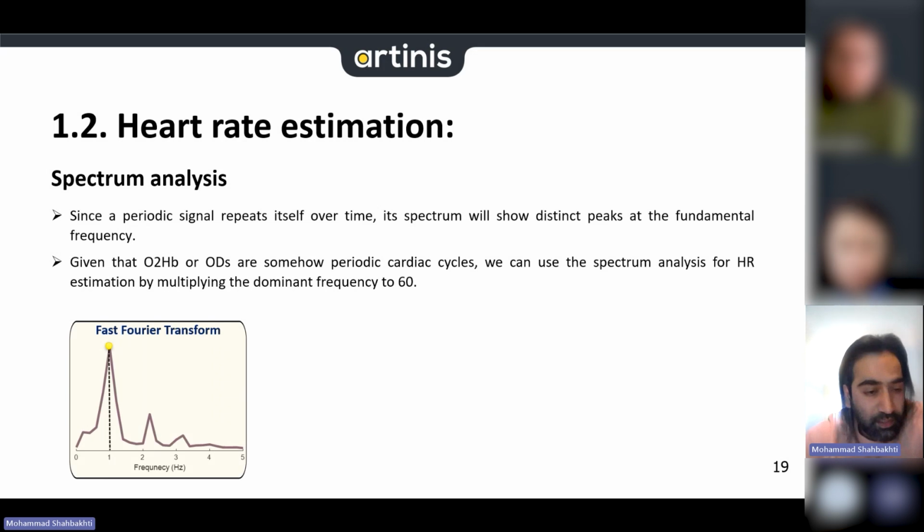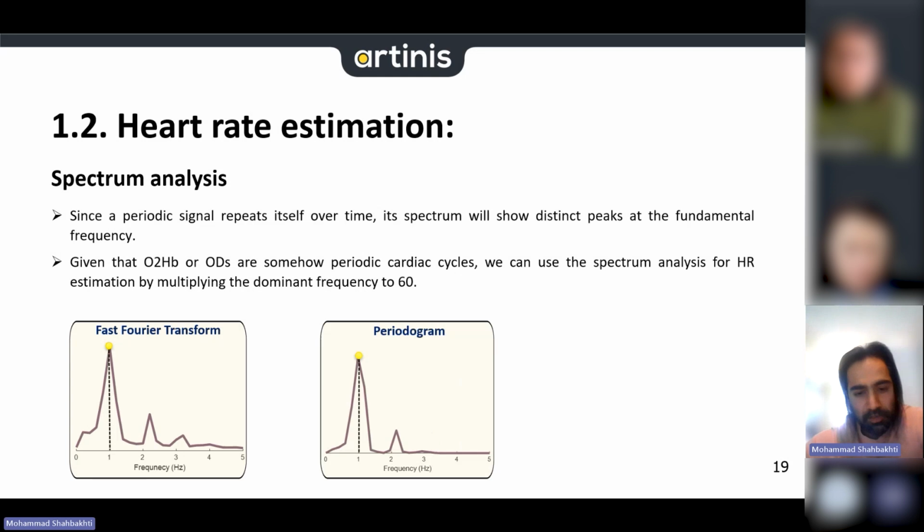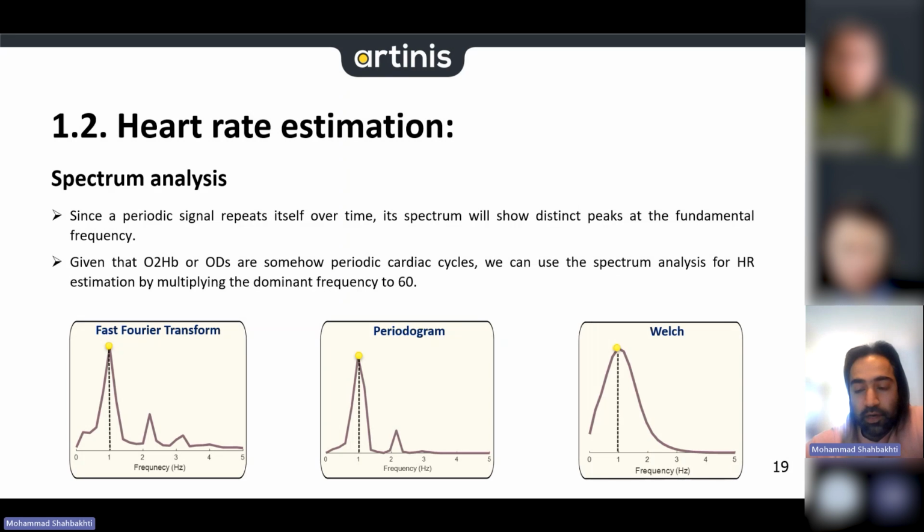Here's the example. The first method, most straightforward, is to use FFT, fast Fourier transform. In this spectrum, you find the dominant frequency, which is around 1, and you multiply by 60. Another method you can use is the periodogram, or another spectrum analysis called Welch. You can also use the Hilbert transform or something like that. Spectrum analysis in general is really straightforward, and if you have clean data, you have a really high chance of estimating HR with really low error compared to the reference data.